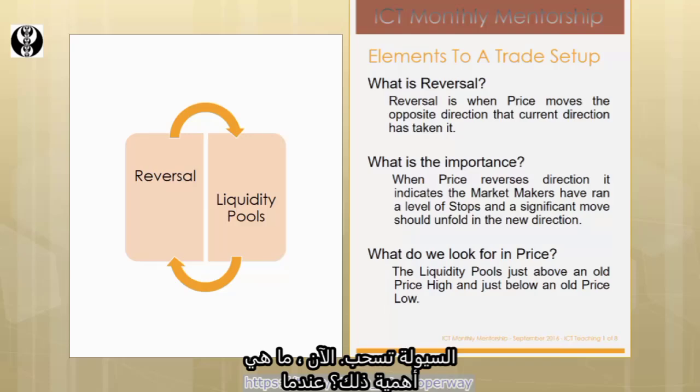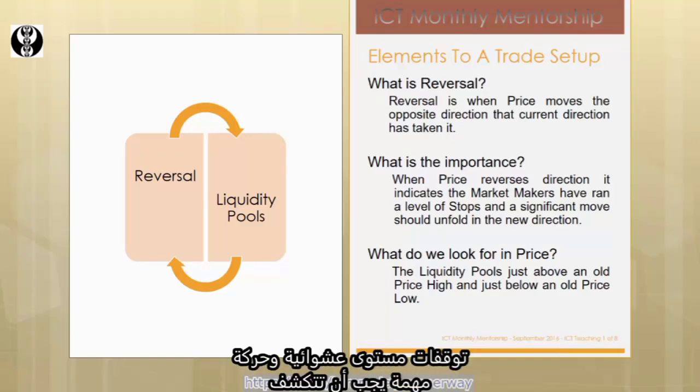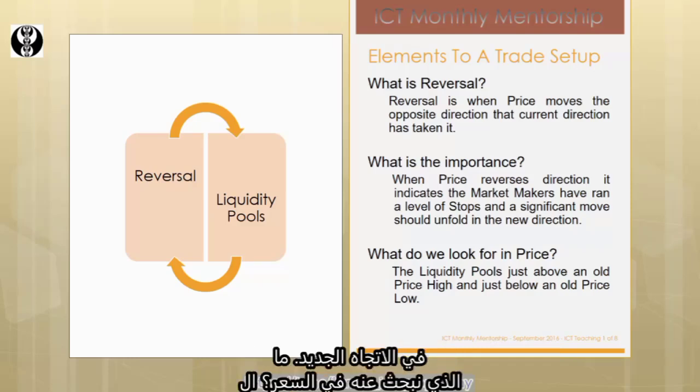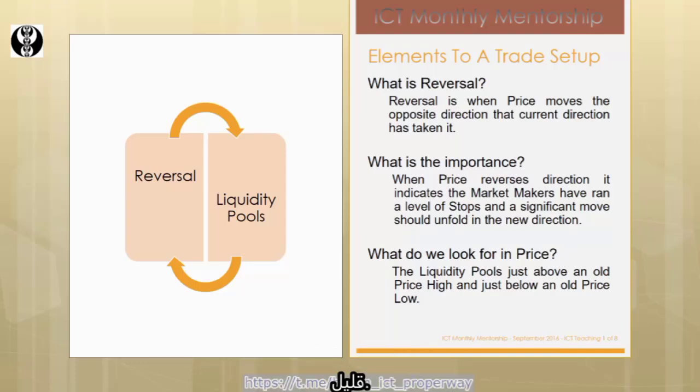Now, what's the importance of it? When the price reverses direction, it indicates the market makers have ran a level of stops and a significant move should unfold in the new direction. What do we look for in price? The liquidity pools just above an old high and just below an old low.